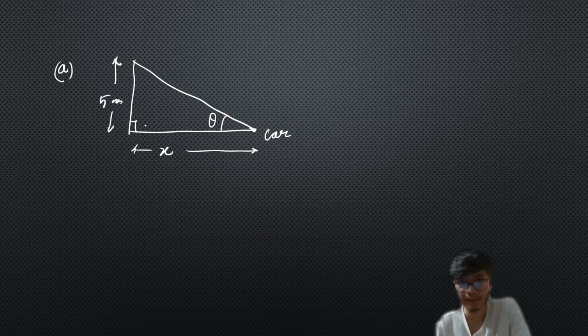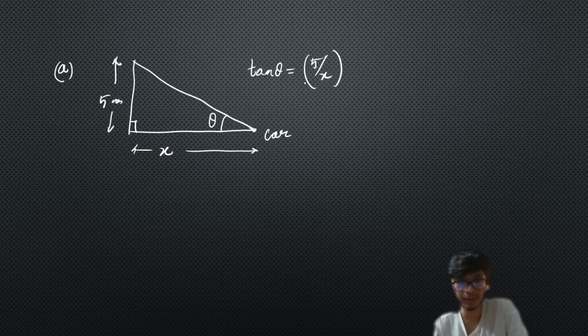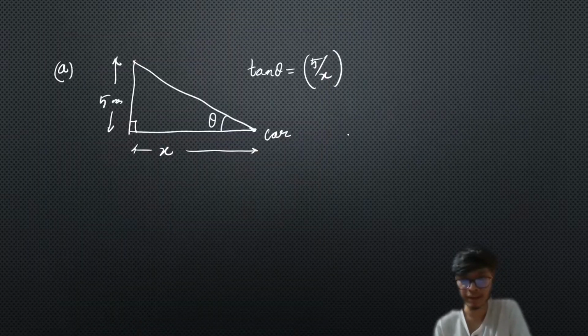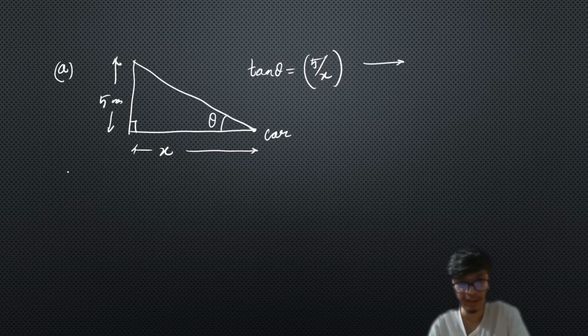So from this particular right angle triangle, we can simply express tan theta as 5 upon x, right? Clear? Now if we understand this part, our next part in the problem is to find d theta upon dx. Now how do we get d theta upon dx? If we differentiate, we will get d theta upon dx.